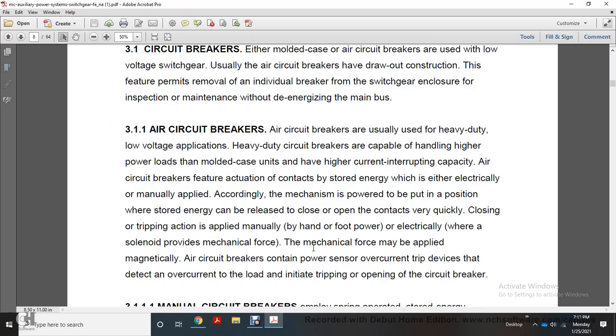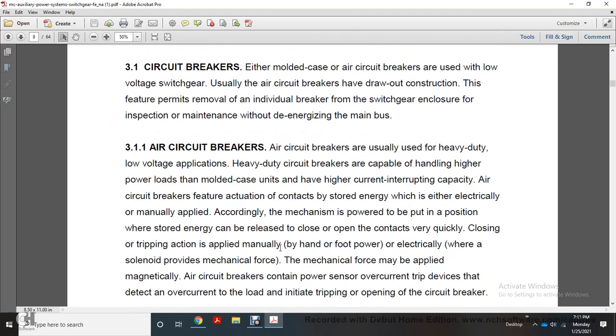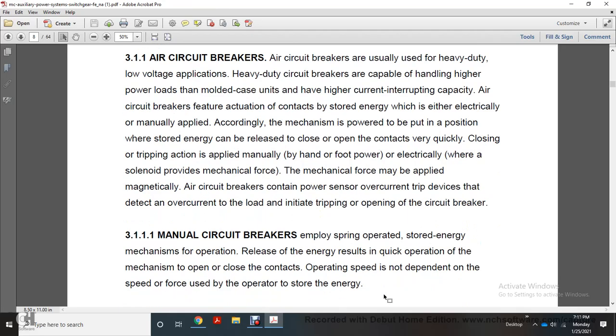Air circuit breakers feature actuation of contacts by stored energy, which is applied either electrically or manually. According to this mechanism, the power is put in a position where the stored energy can be released to close and open contacts very quickly. Closing and tripping action is applied by hand, by a foot pedal, or electrically, where a solenoid provides mechanical force. Mechanical force may be applied magnetically. Air circuit breakers can use power sensor overcurrent trip devices that detect an overcurrent to the load, initiating tripping and opening of the circuit breaker.